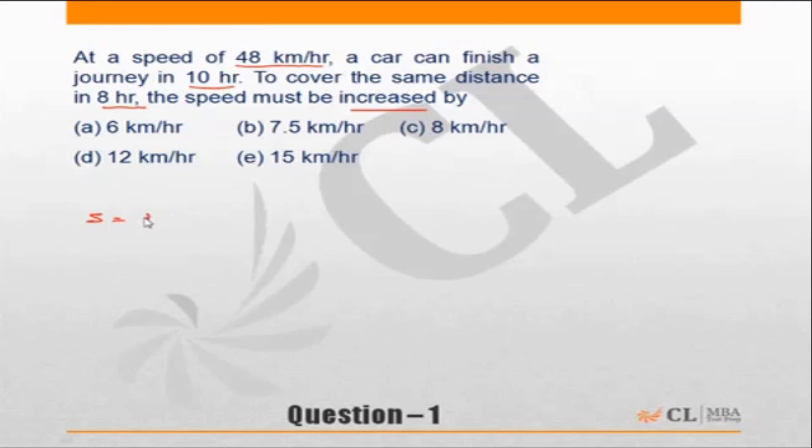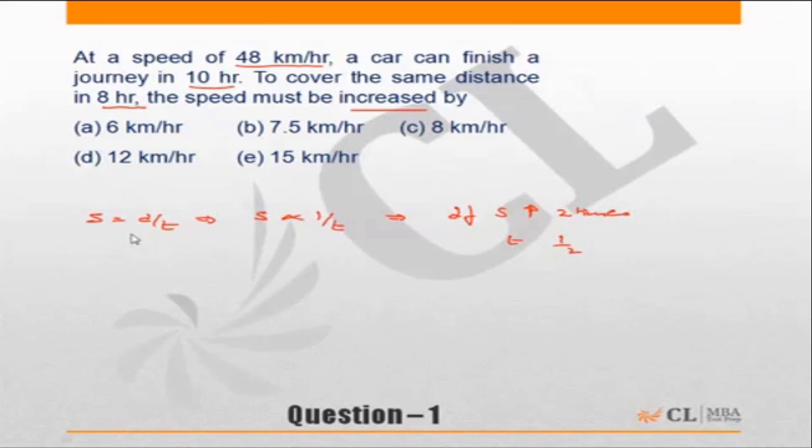We know that speed is equal to distance upon time, which implies speed is inversely proportional to time. Which means if speed doubles, speed increases 2 times or speed becomes double. So if speed becomes 2 times, time should become half.